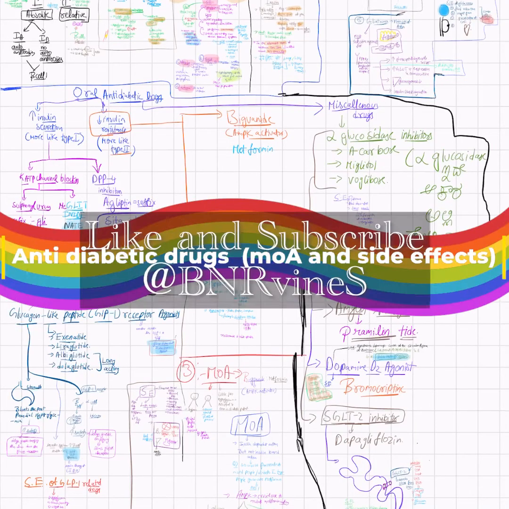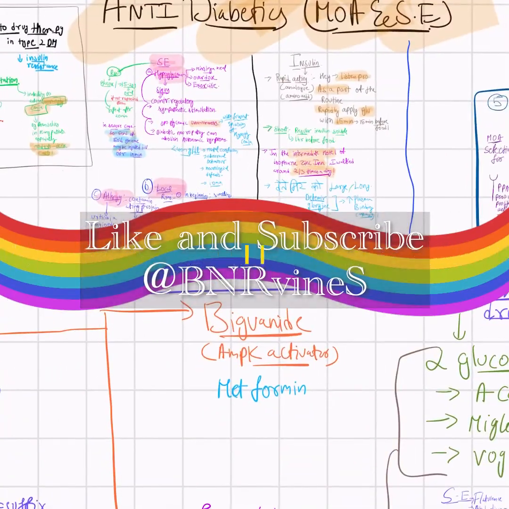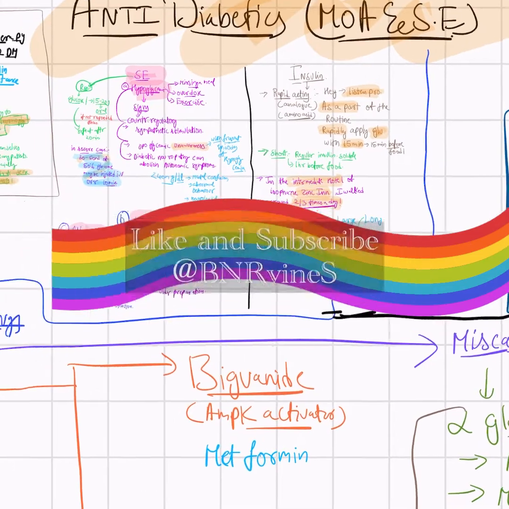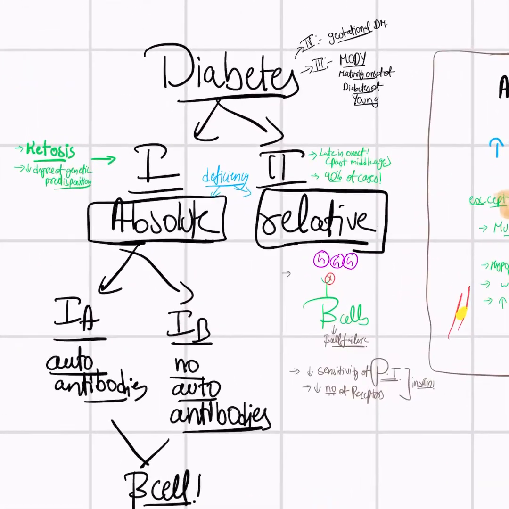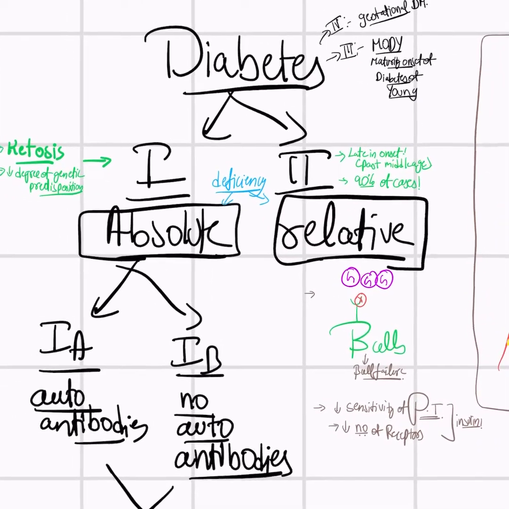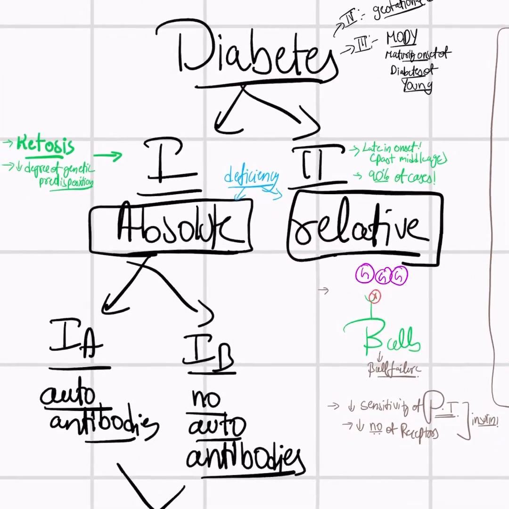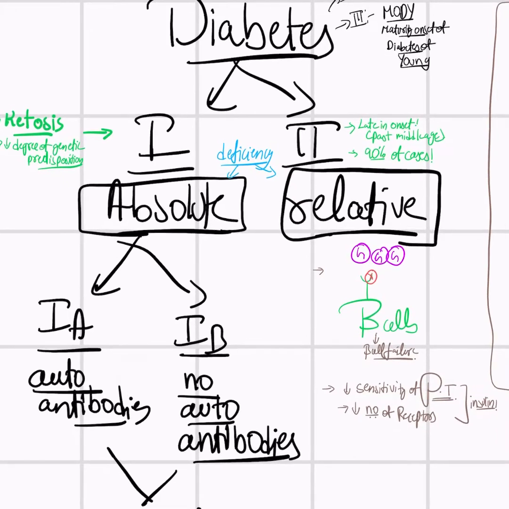So today, let's discuss anti-diabetic drugs, their mechanism of action and the side effects. But before that, let's understand what diabetes itself is. Diabetes can be classified into two main categories. One is diabetes type 1, the second is diabetes type 2.